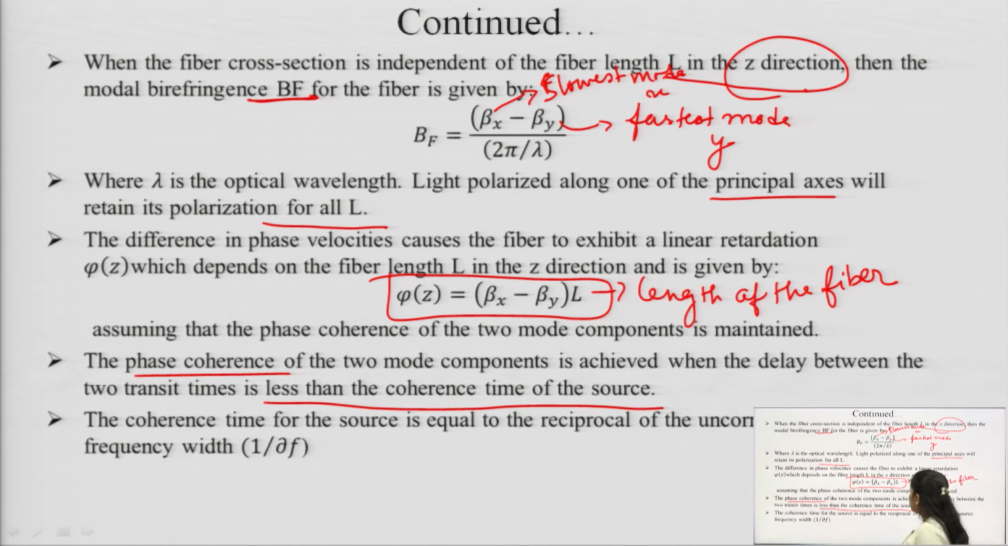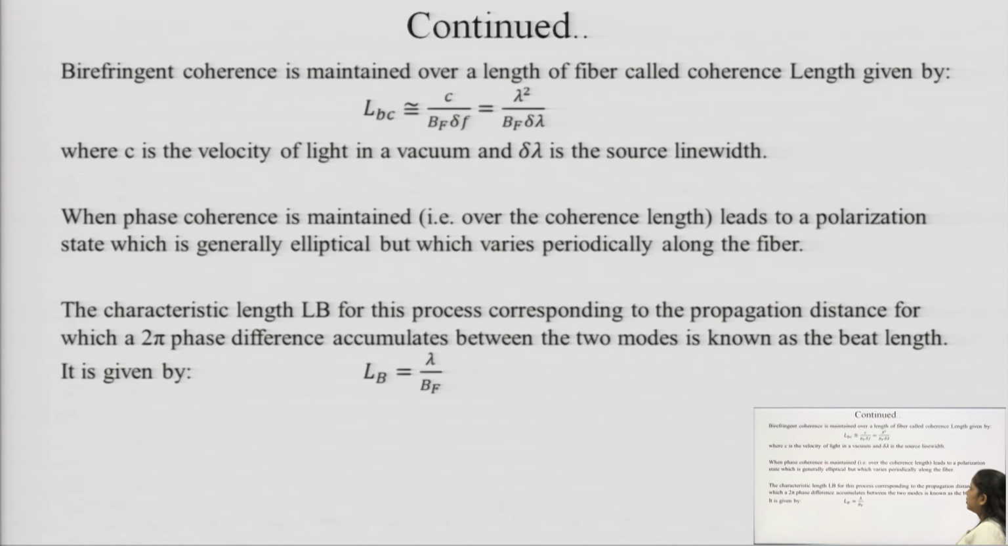The coherence time of the source is equal to the reciprocal of the uncorrelated source frequency bandwidth, and that is called the coherence time of the source. The phase coherence delay should be less than the coherence time of the source, that is, less than 1 by del f. So, based on this, birefringent coherence is maintained.